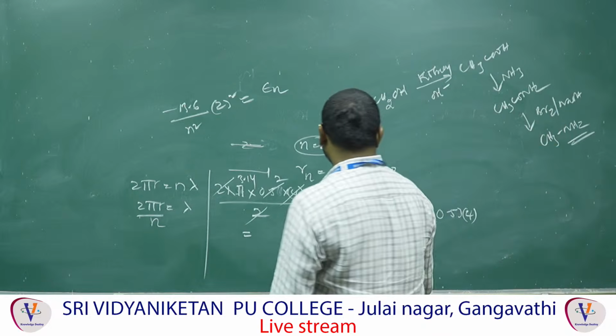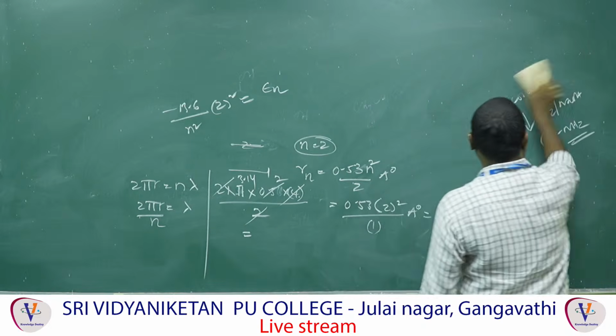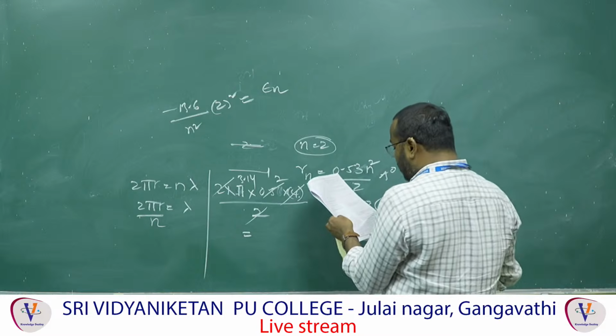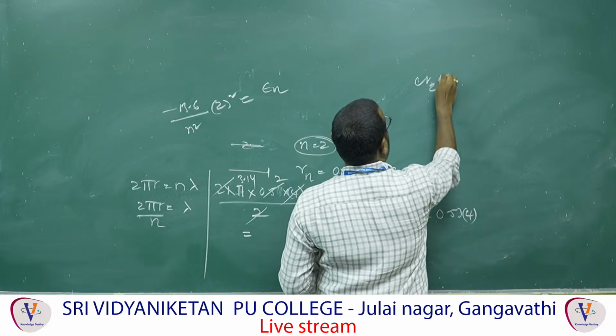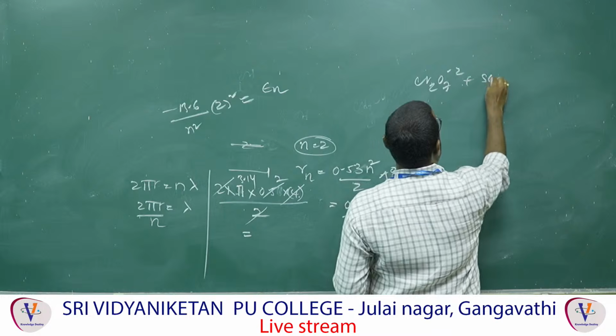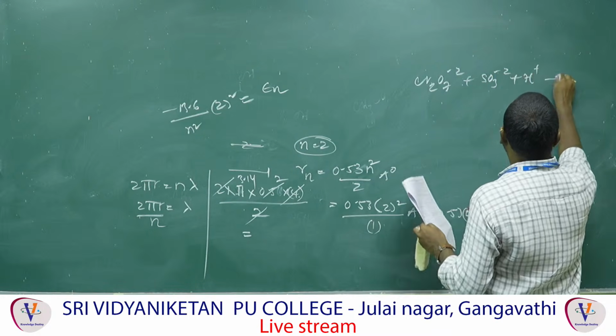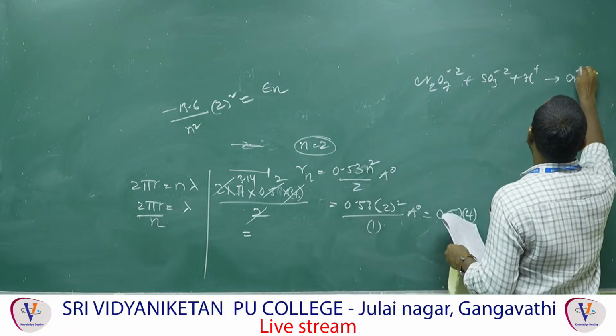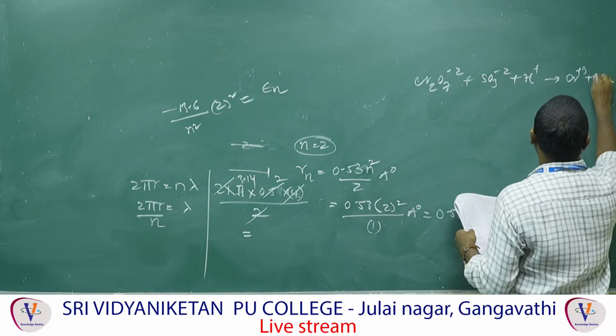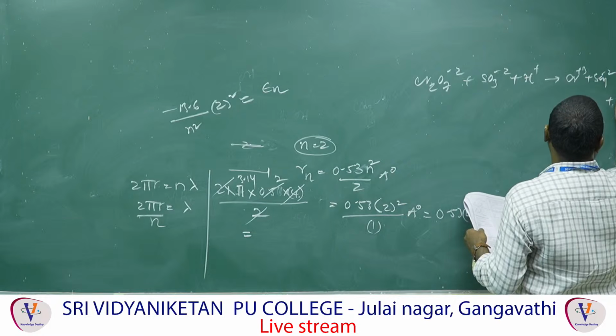67th question. We need to balance a redox reaction where we are given dichromate ion and then sulfite ion, followed by H plus ion, giving rise to chromium plus 3. Then we have sulfate ion and also water.